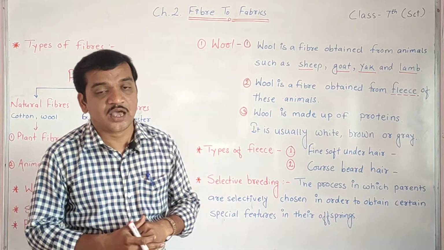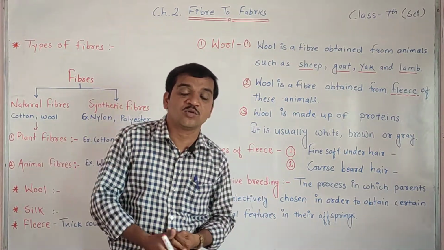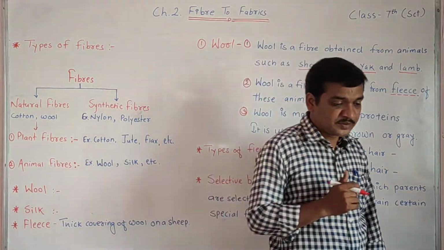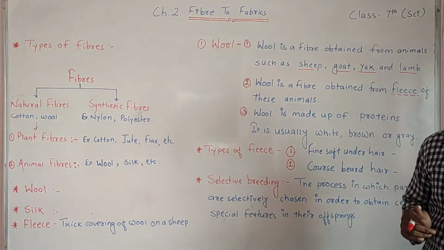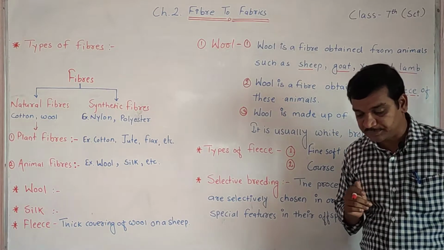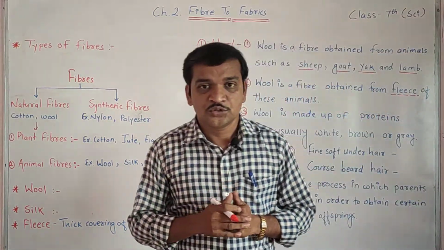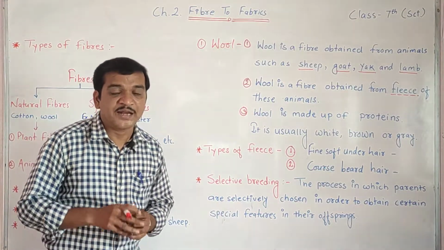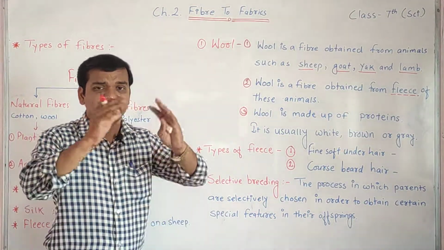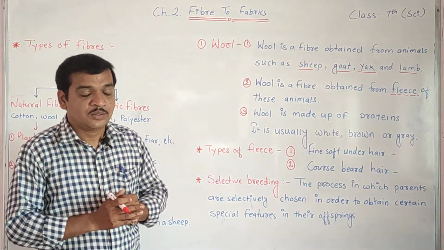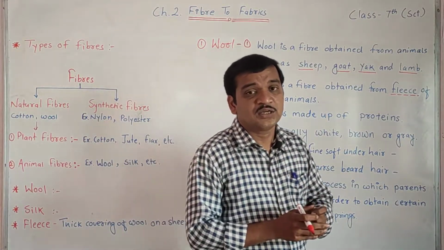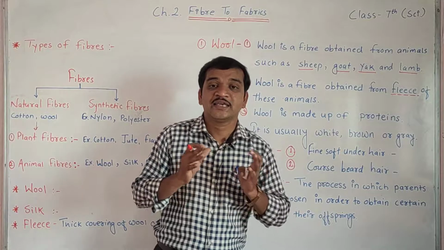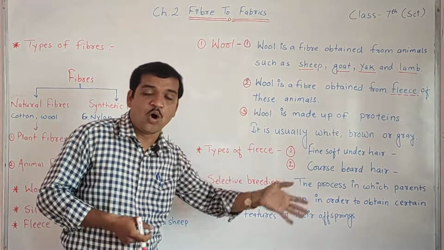Okay, why do these animals have a thick coating of hair on their body? So this is the question, students. The answer is, see students, mostly these animals are found in cold regions where the temperature is too cold. So to protect themselves from the cold surroundings, these animals bear a thick coating of hair, and this thick coating of hair traps the air and keeps the body of the animal warm.